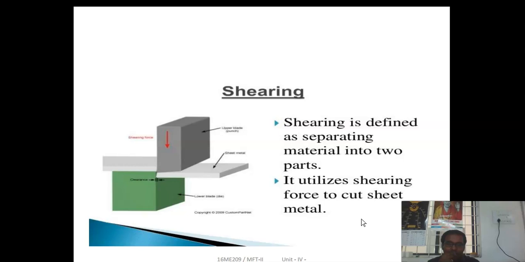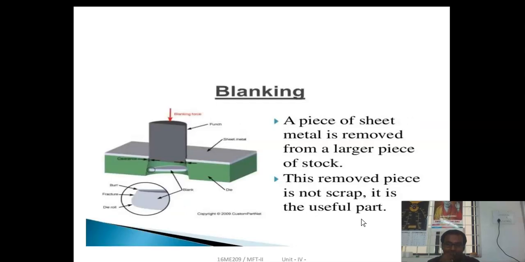The next most important sheet metal forming process is shearing. Shearing is defined as separating material into two parts. It utilizes shearing force to cut sheet metal. Next one is blanking. A piece of sheet metal is removed from the large piece of stock. This removed piece is not scrap. It is the useful part. This is the blank, the major portion or main part.